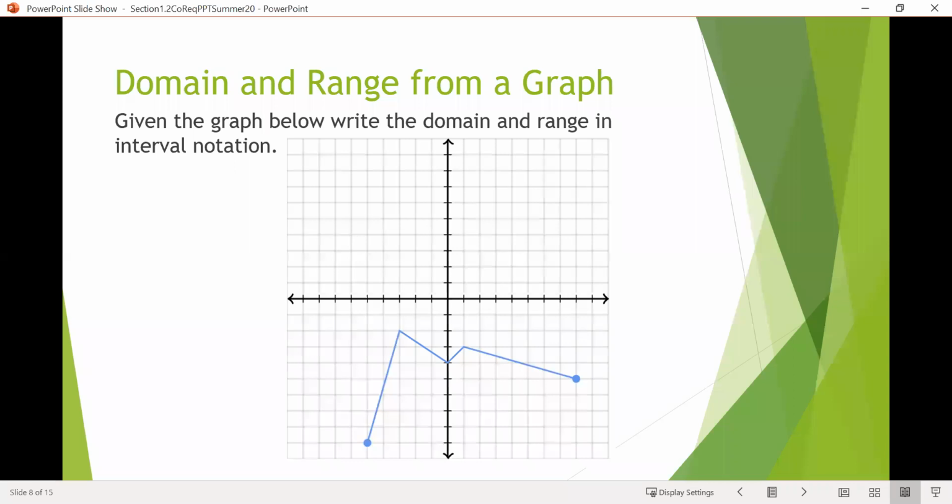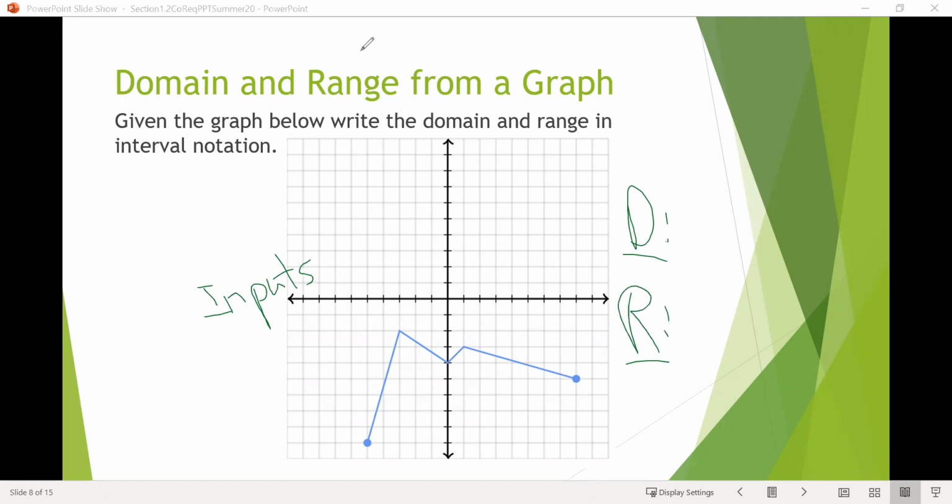Now, just to remind ourselves, recall the domain of a function, that's the set of all inputs in the function, right? And on a graph, the inputs are the things that appear along the horizontal axis. So I'll label that here. This will say inputs. And then the range is the set of all possible outputs. So those are the things along the vertical axis then. Okay, so to find a domain and range here, we need to look at the values along the horizontal axis and the vertical axis that are covered by this graph.